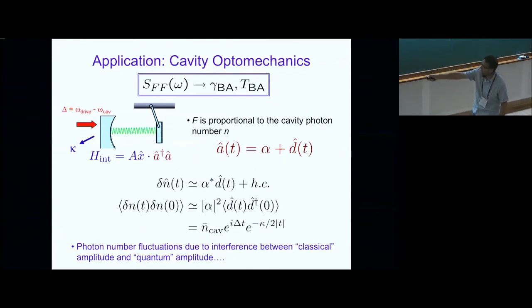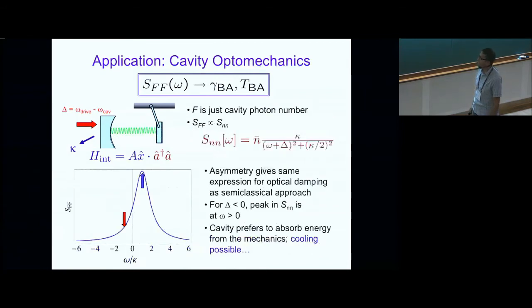So that's what things look like in the time domain. What I need to do is Fourier transform that. This is just going to give me a Lorentzian that's shifted from 0. Now it's kind of easy to see in this picture how cooling works. Sure, go ahead.